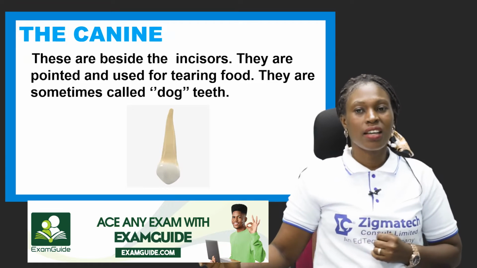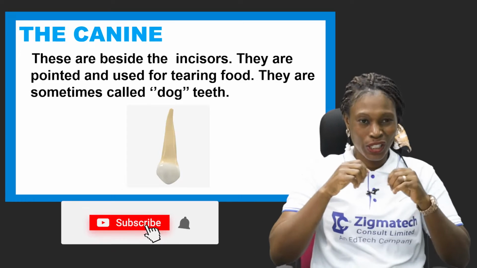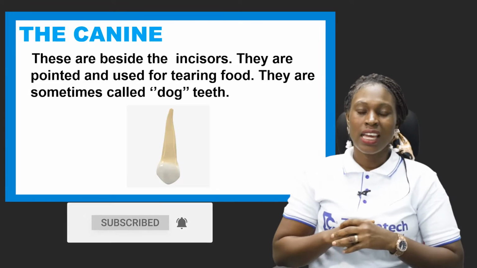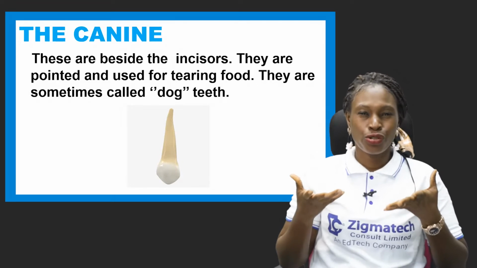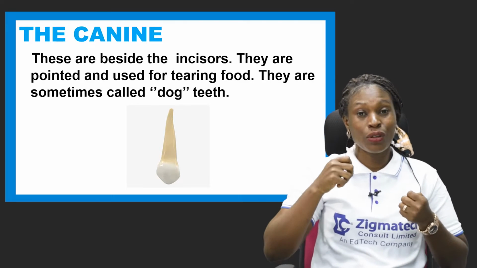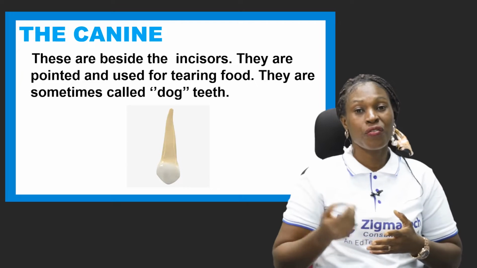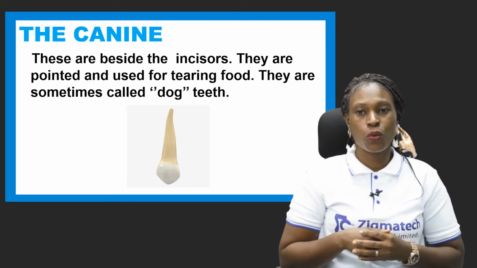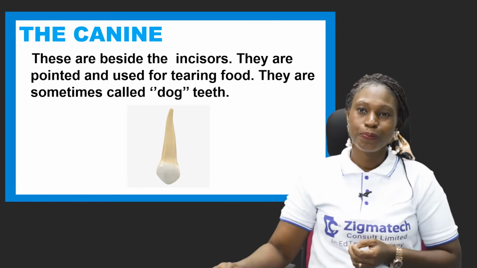Now, the next one is the canine. These are beside the incisors. They are used for tearing food. We use them to tear food whenever we want to get a large chunk of food or something that needs us to cut. So it's used for tearing. Most people refer to these as the dog teeth because they're mostly found in dogs as well. So that's the canine. It helps us to tear our food.